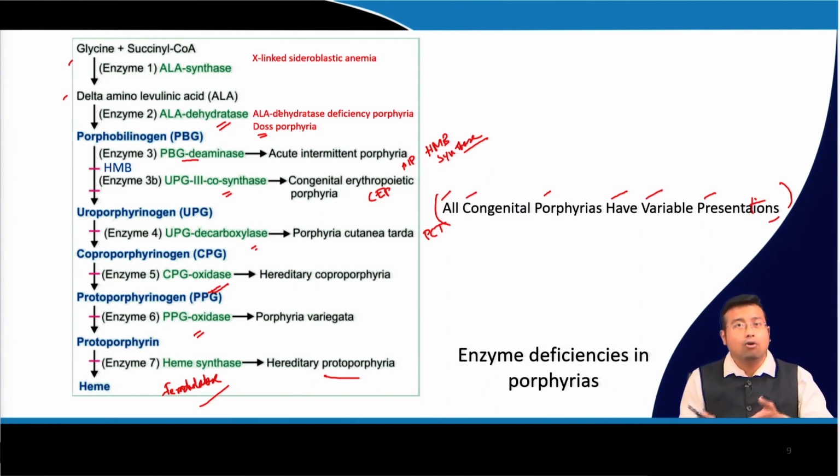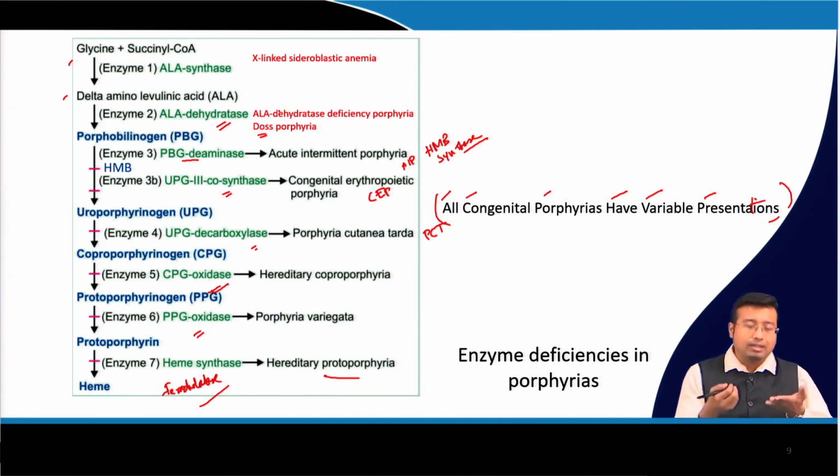Why are we studying the whole course? Because we are making ourselves proficient enough so that we can diagnose the most common disorders, right. One goal of this course is definitely that. And the first enzyme, that is ALA synthase, right, the deficiency of that enzyme does not lead to porphyria at all.